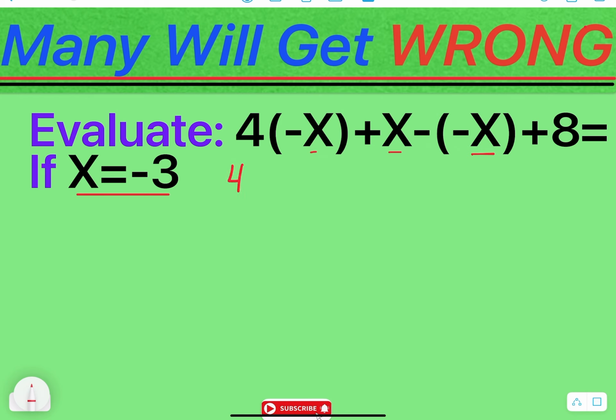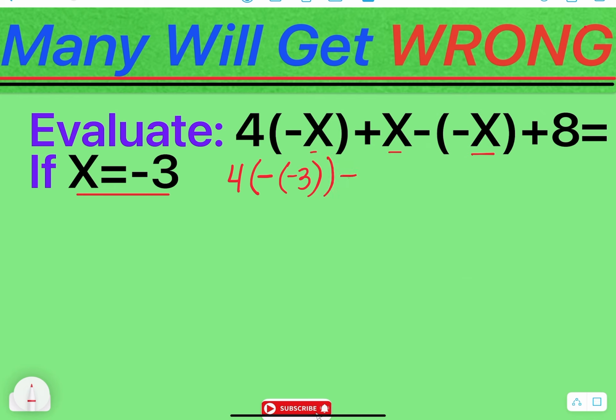So we have 4 times negative, and x is negative 3. This is very important to understand. If this negative sign is here, you have to count it separately. You don't count it as negative 3 instead.